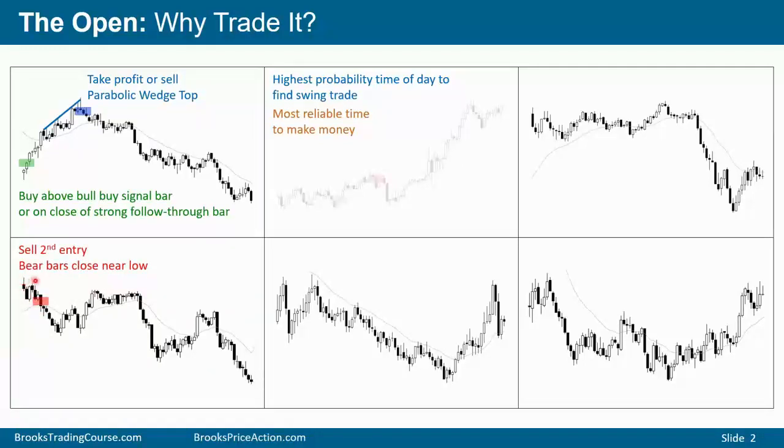We have a double top, both with good sell signal bars. And now we have consecutive bear bars closing on their lows. A second entry sell below that bar. Traders will either sell below that bar, or they'll sell a close, or they'll sell below a pullback. This bull bar is a pullback from these consecutive bear bars.